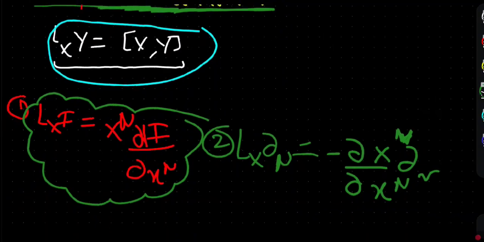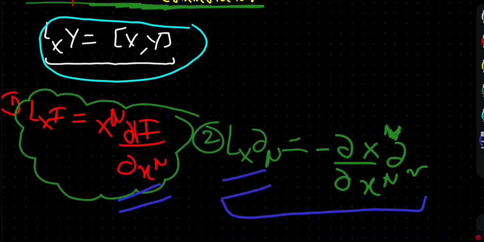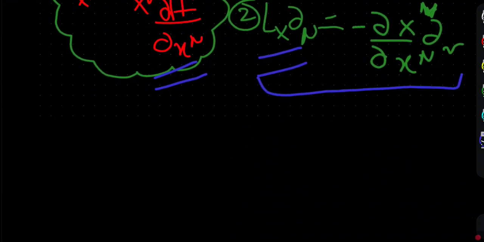You can prove this generally, but the proof is quite long, so I will not derive it here. In the next video for sure I'm going to derive both of these two results. In this particular video, our main focus is the derivation. Now we are going to do the real thing: what will happen if I act this on any vector field Y.